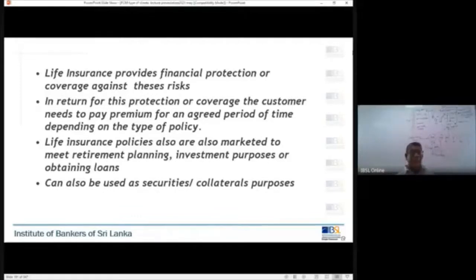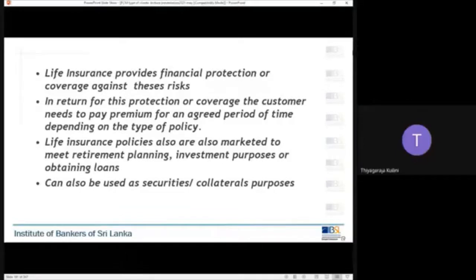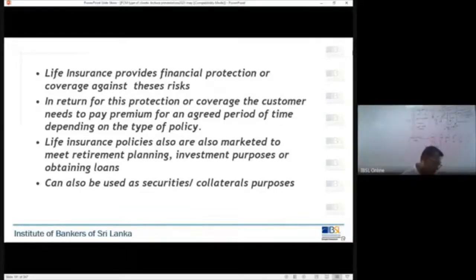So the bank asked to assign the policy to the bank. Therefore, life insurance provides financial protection, coverage against these risks. Bancassurance is something similar to that. Bancassurance means the bank provides that service, rather than only banking instruments, the bank also provides that.